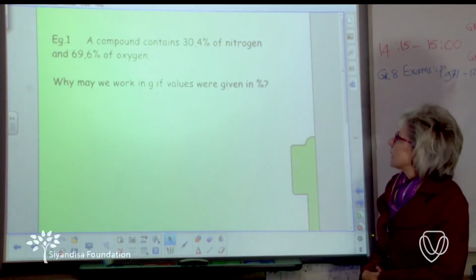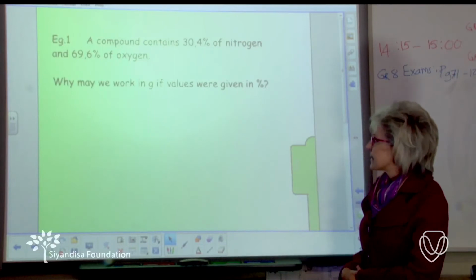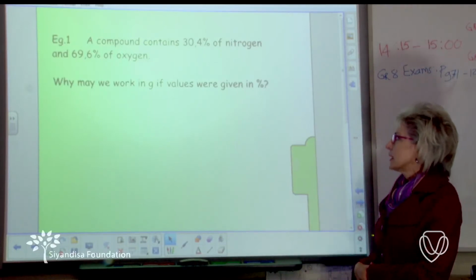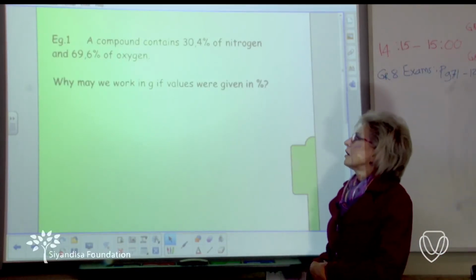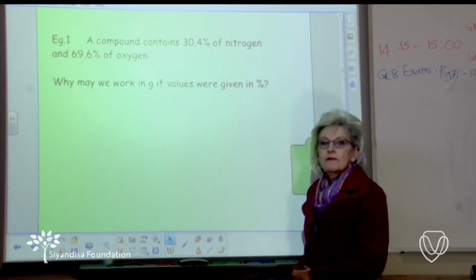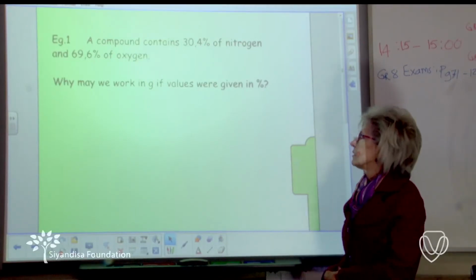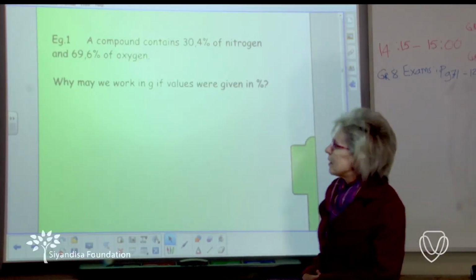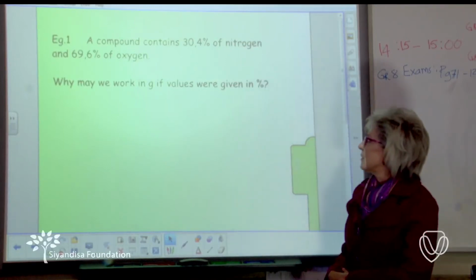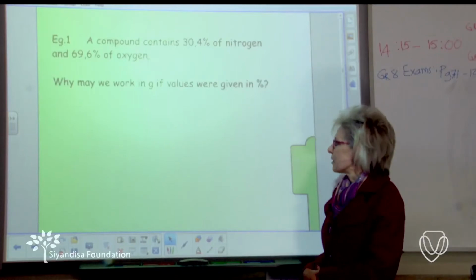For example, a compound contains 30,4% of nitrogen and 69,6% of oxygen. Now remember, they did not need to give us the percentage of oxygen. They could have said, and the rest of this molecule is oxygen, so that we know the total adds up to 100. So we ask again, why may we work in gram if values were given in percentage? It's because the ratio remains constant.